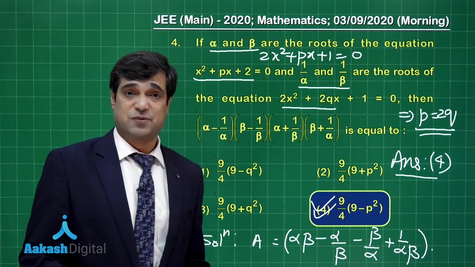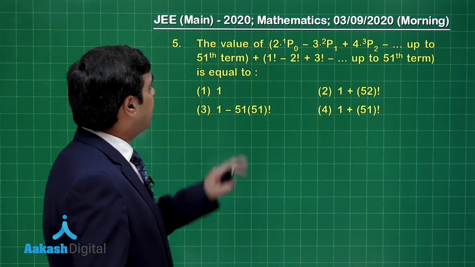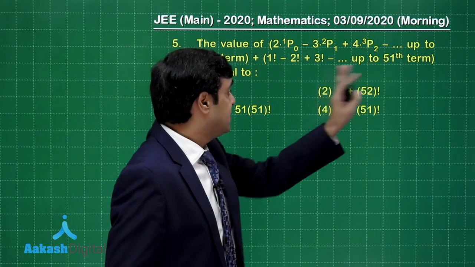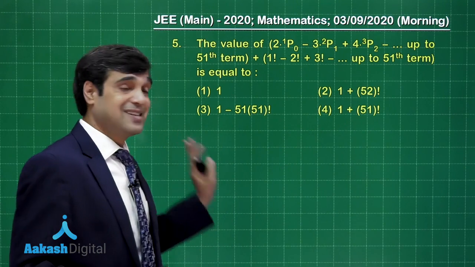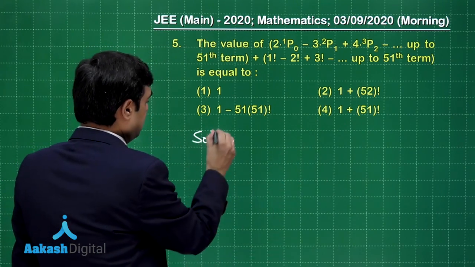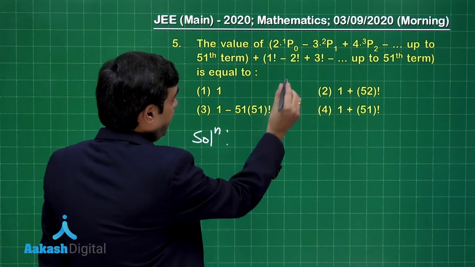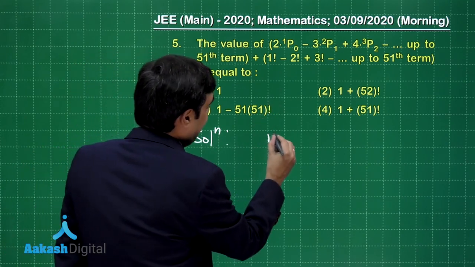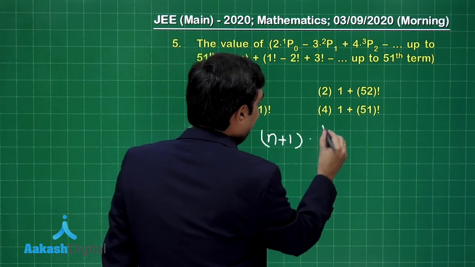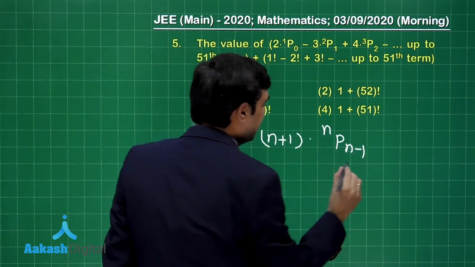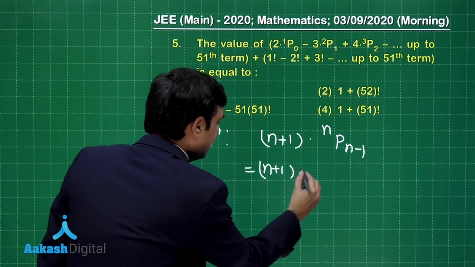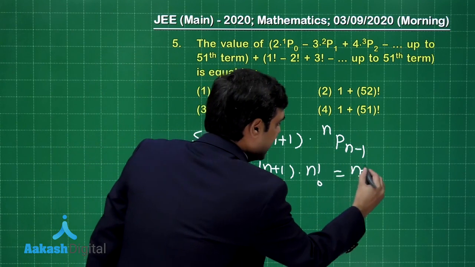Let's consider the next one. The value of this one, where up to 51 terms are given in the first series, and in the second series again up to 51 terms are given, is equal to. Let's see what the question is talking about. When you talk about any expression like n plus 1 into nPn minus 1, you can say this is n plus 1 into factorial n. So this is n plus 1 factorial.